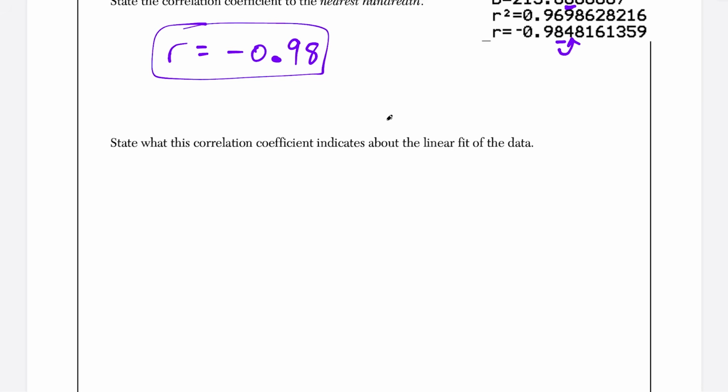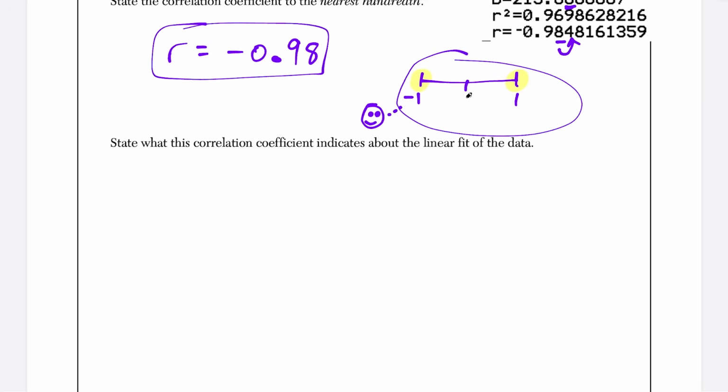So now for the last part, we have to state what the correlation coefficient indicates about the linear fit of the data. Well, my thought process for questions like this is the correlation coefficient falls between -1 and +1. And if the correlation coefficient is close to -1 or +1, that makes it strong.